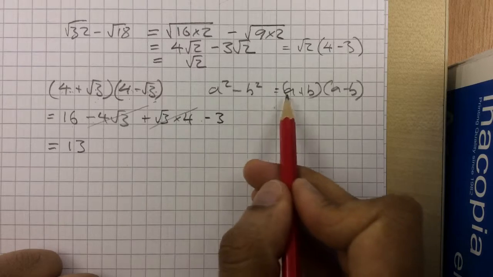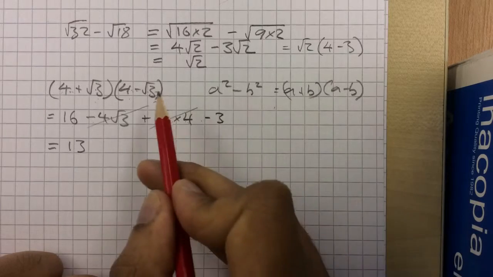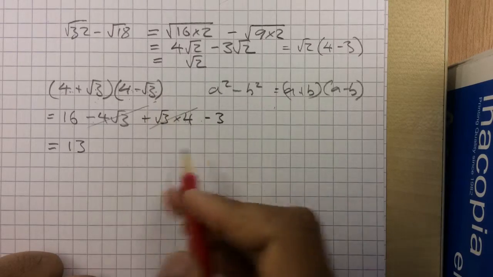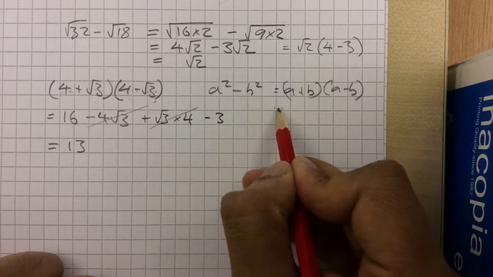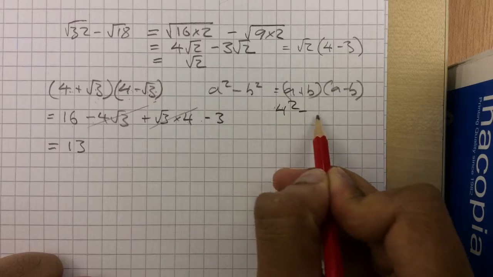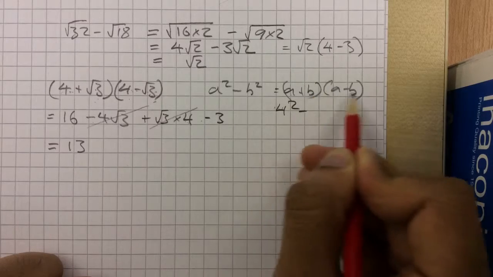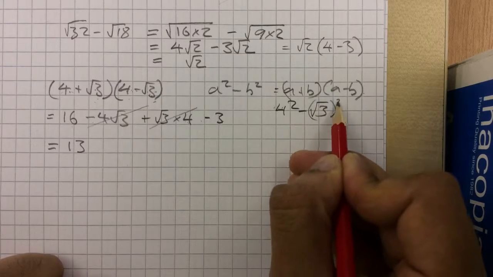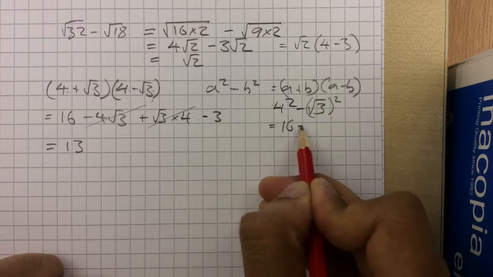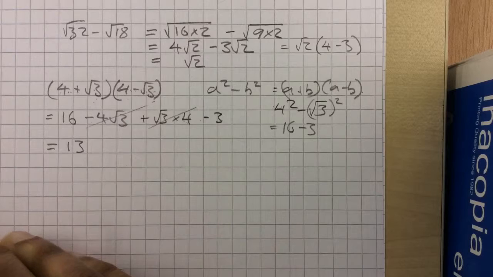So here your a is 4 and your b is root 3, so root 3 squared. So it's the difference of two squares. A squared is 4 squared minus, now b squared is root 3 squared, which is equal to 16 minus 3, and that's where you get the 13 from.